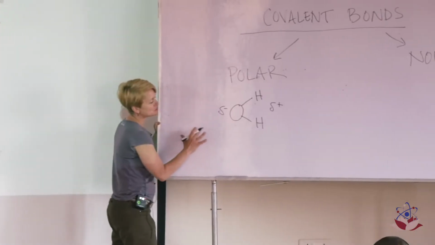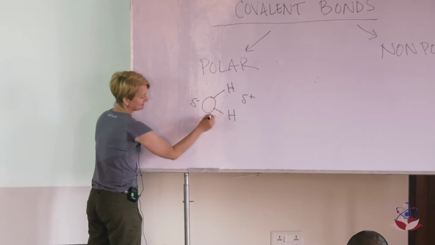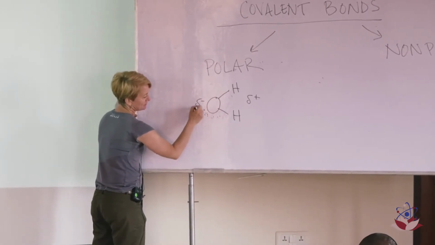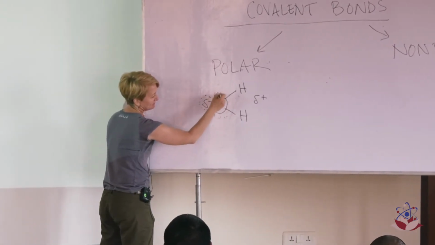So we can kind of visualize this by indicating every little dot is where an electron is spending time.